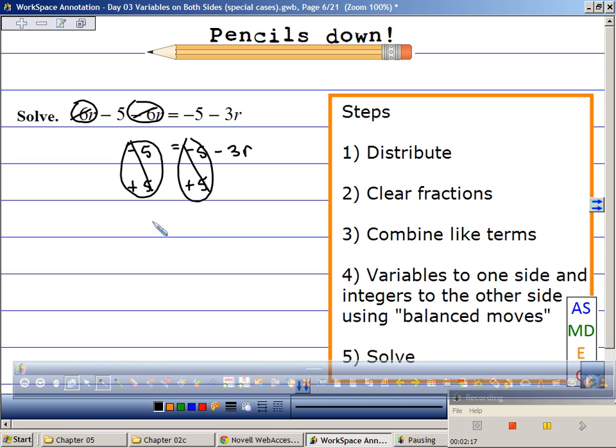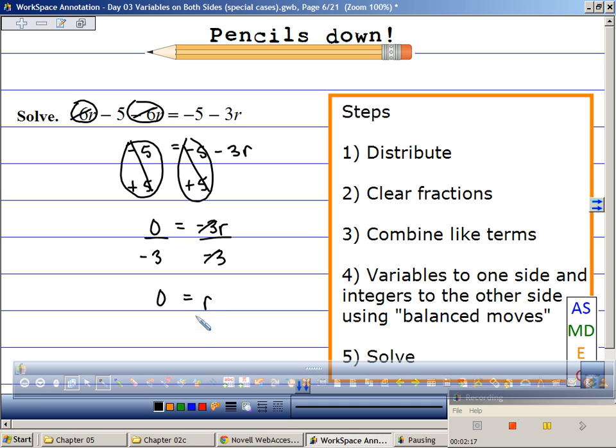Now I'm left with what's over here? Nothing. What do you usually write for nothing? 0 equals negative 3r. I have to get r by itself, so I'm going to do the inverse. The inverse of multiplying is dividing. 0 divided by negative 3 is just 0. These cancel and I get r equals 0.